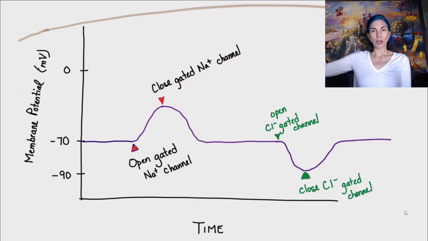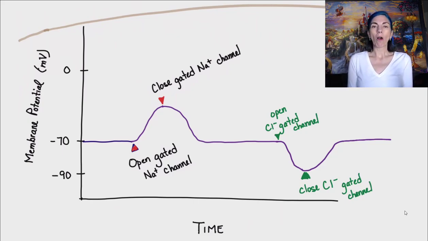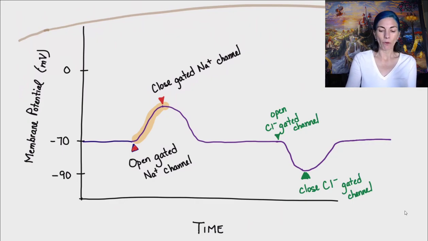So if you are at some status point, like the resting membrane potential, and then your membrane potential starts going up, we call that depolarization. So this highlighted section of the graph represents depolarization.